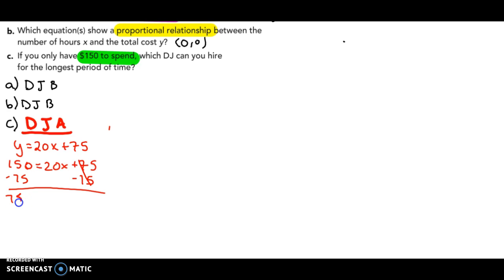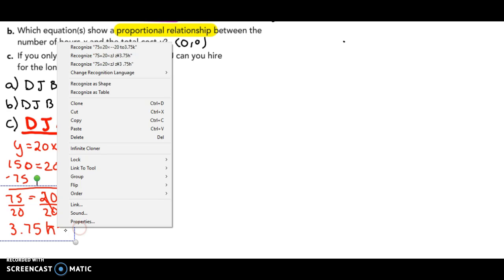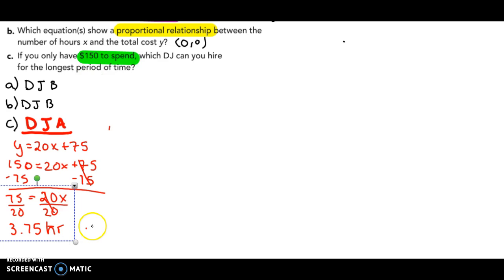Which equals 75. We get 20x. Divide both sides by 20. That tells me that x equals, oh no, 3.75 hours.